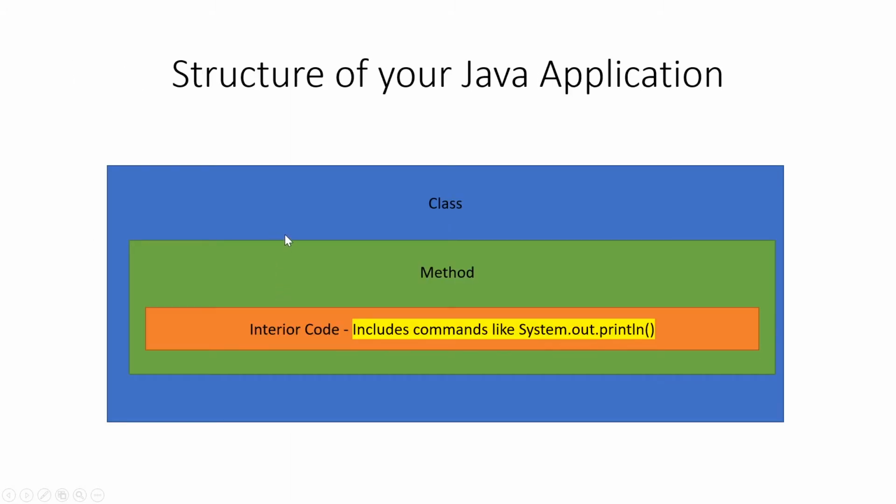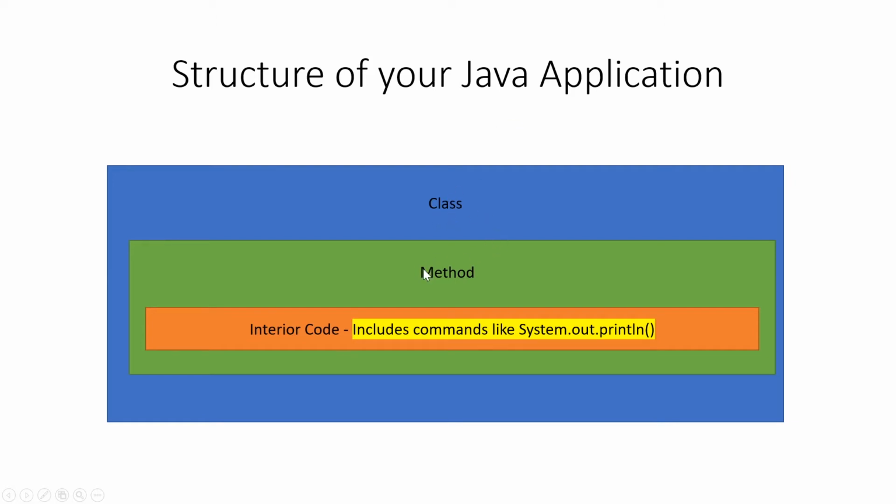So, the structure of your Java application. Your Java application starts with the class. The class contains almost all your code in the application, and it is required that you must have a class. If you don't have a class, then your application merely doesn't function and it won't produce anything.